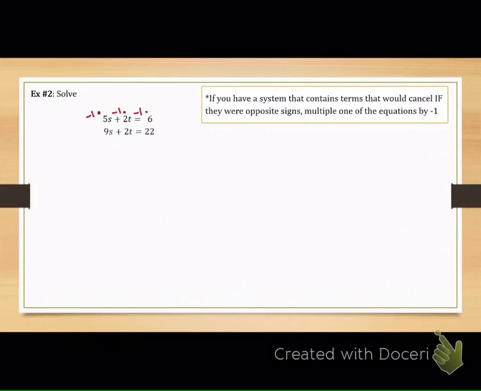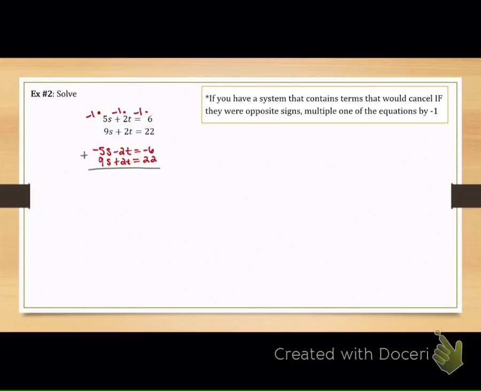So I have negative 5s minus 2t equals negative 6, and then I'm going to rewrite the other one. So that's 9s plus 2t equals 22. So once you have the signs opposite, you get to add, you get to combine, linear combination, the two equations.